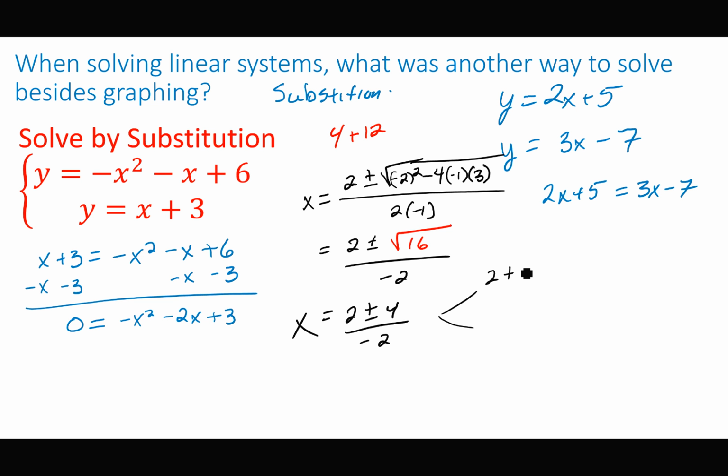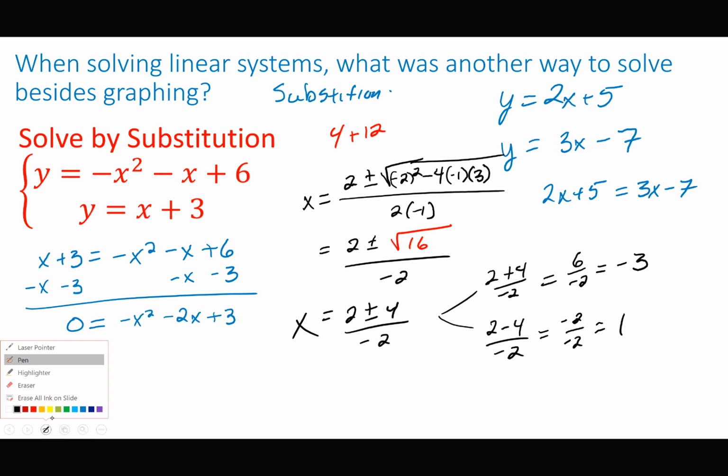So I can split this up. I can say, well, it's 2 plus 4 divided by -2, but also 2 minus 4 divided by -2. So this is 6 divided by -2, which is -3. And this is going to be 2 minus 4 would be a -2 divided by -2 to get a positive 1. All right, so quadratic formula works for any quadratic. As long as we have it set up as equal to 0, we can use the quadratic formula. And my two solutions, x is -3 and x is 1.